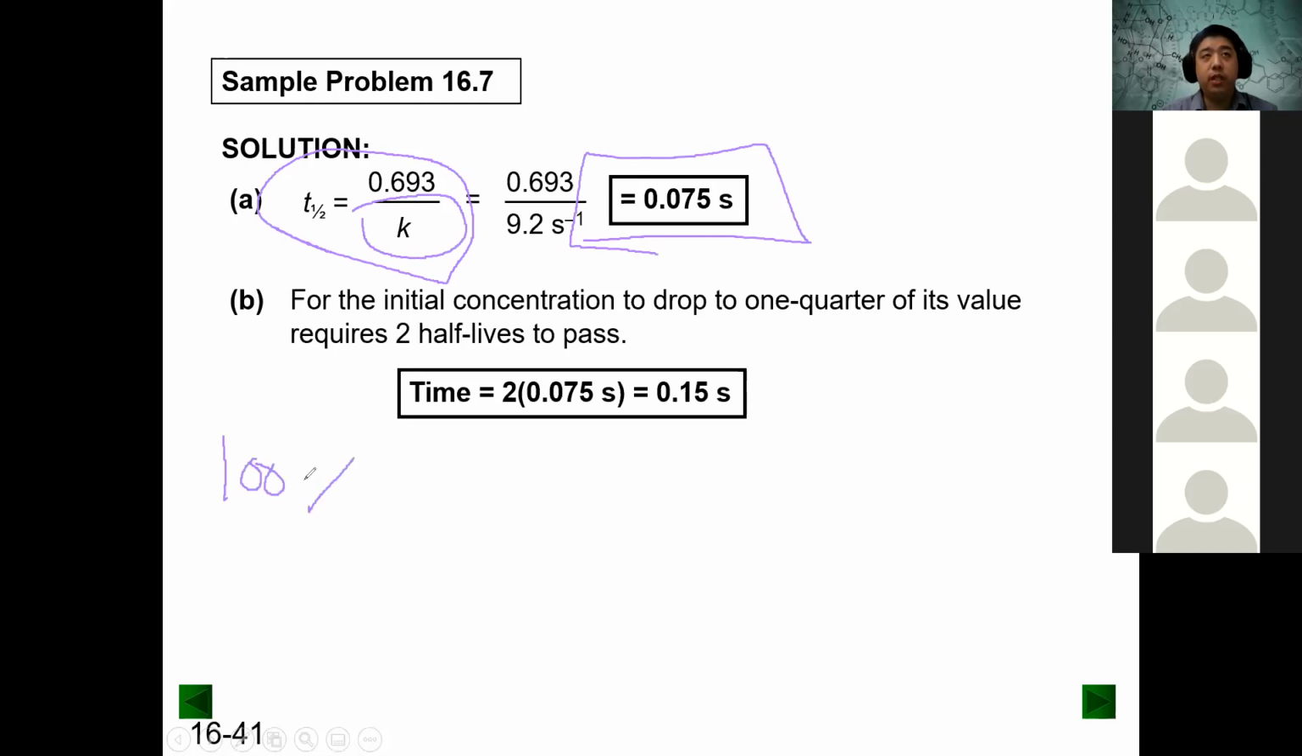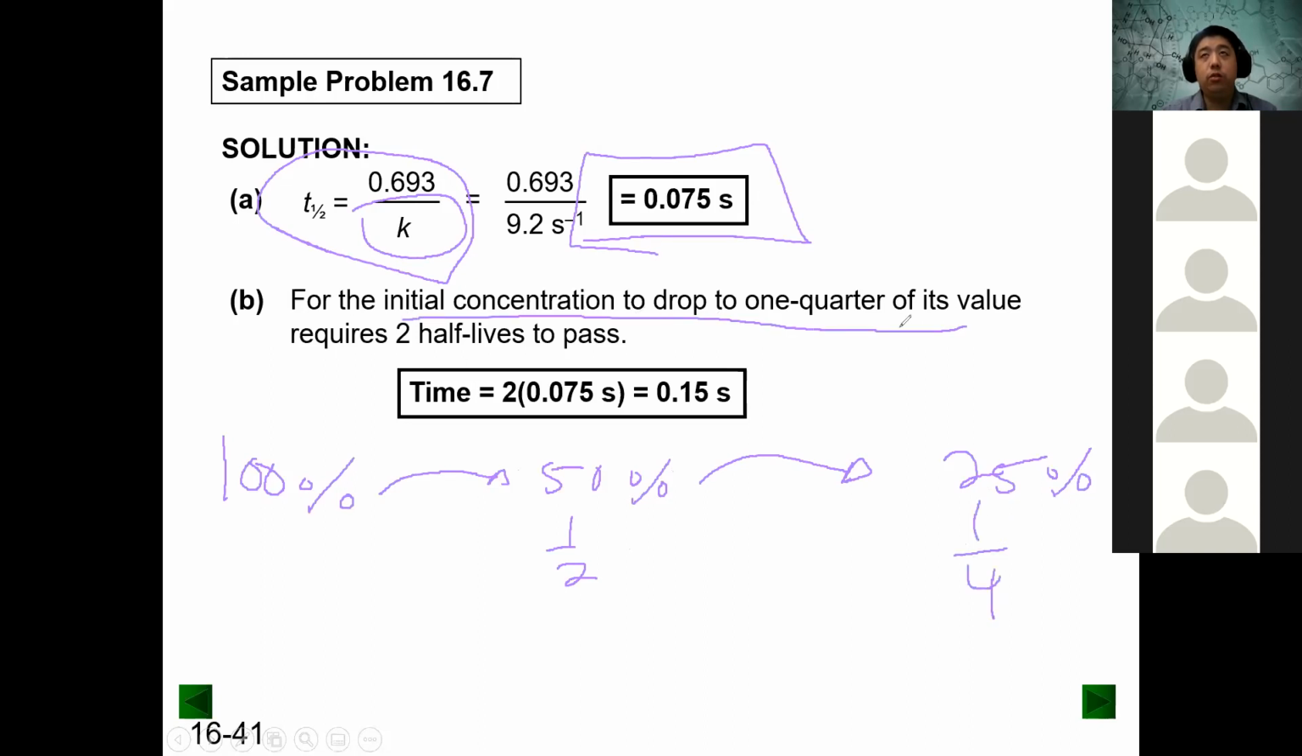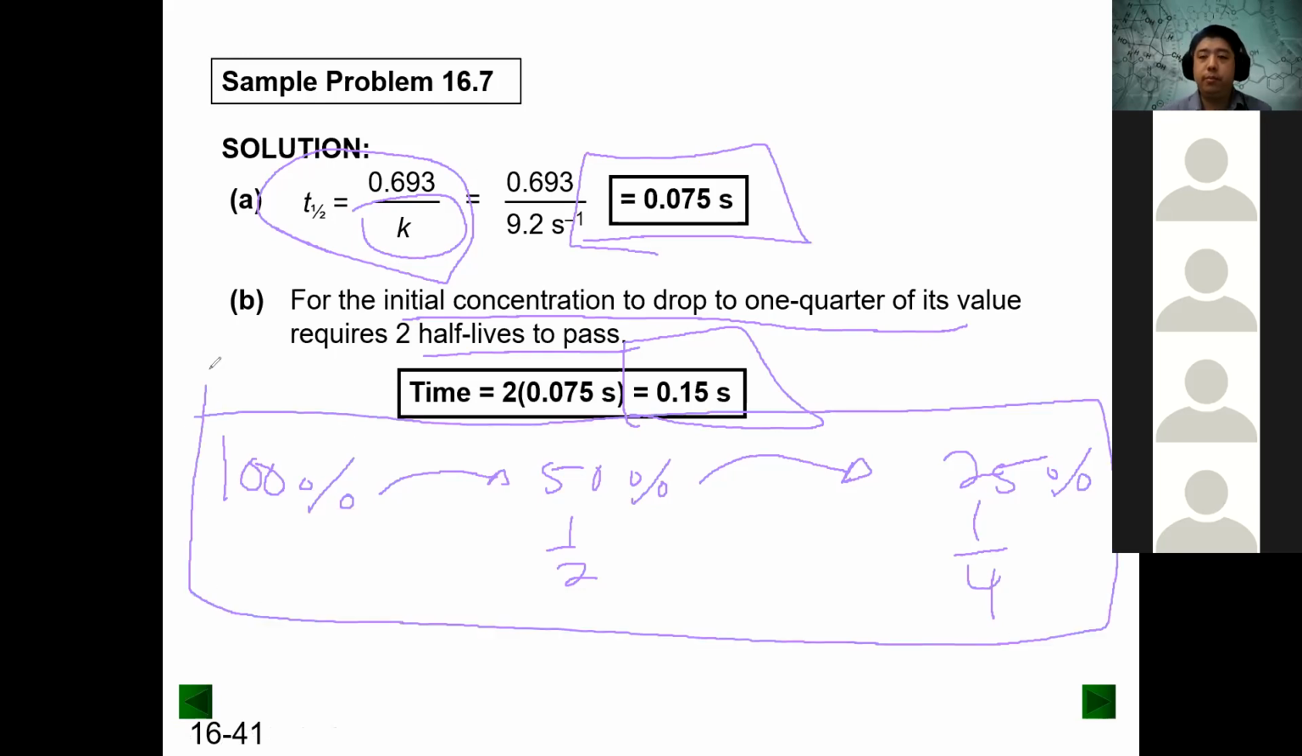Now, if I started with 100% of something, okay, after one half-life, I should have 50% of it left. In other words, 1/2. If I go through another half-life, I should have 25% of that left, also known as 1/4. So the second part where it says drop down to 1/4 of its value, 2 half-lives have passed. So the first one, second one. If one half-life is this time right here, I multiply by 2, and that is how I get this time. Any questions on this one? If you're ever confused about the calculation, try drawing this out. It might help you. Okay, let's continue.